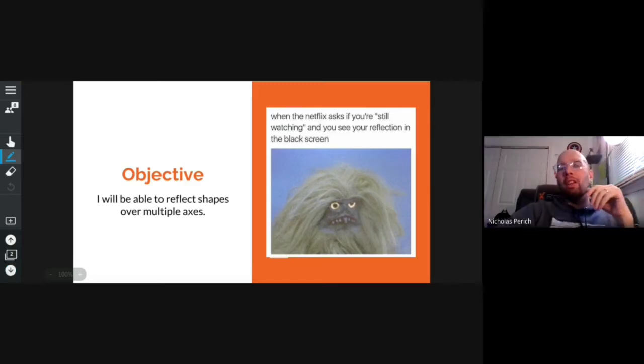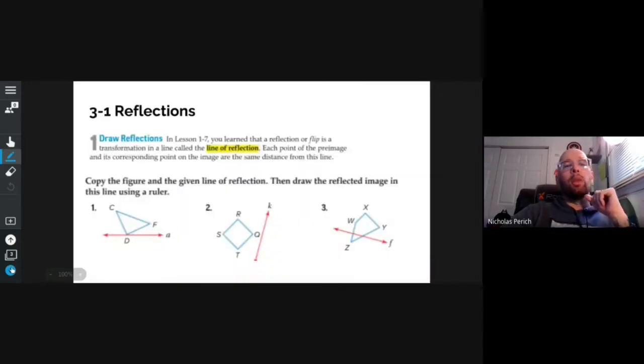When Netflix asks if you're still watching and you see your reflection in the blank screen, that's cute. That's humorous. That happens to all of us sometimes. We watch TV and then the black screen shows up and you see your reflection. You look like that. I will be able to reflect shapes over multiple axes. Multiple axes. We'll get to that. By the way, rest in peace to The Office being on Netflix. That will bother me for the rest of my life.